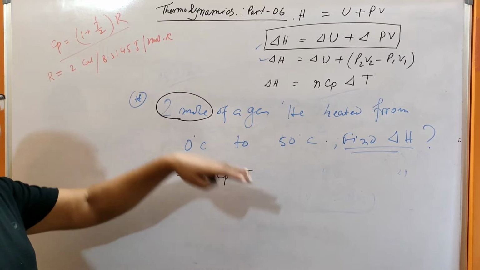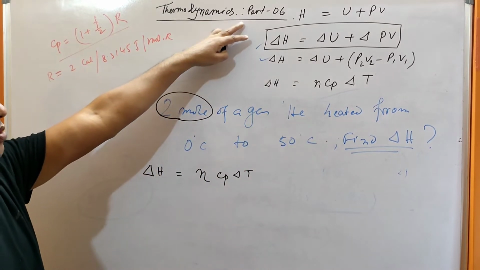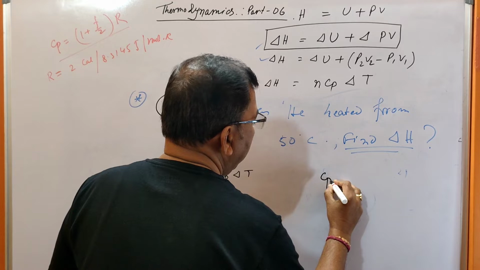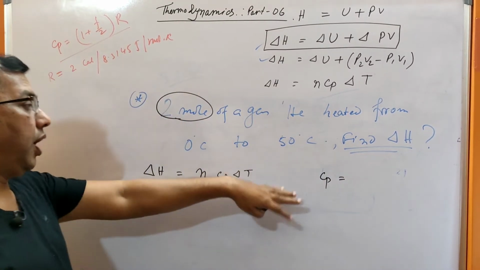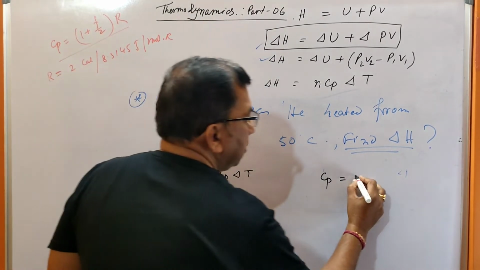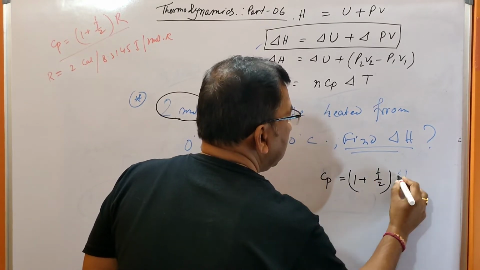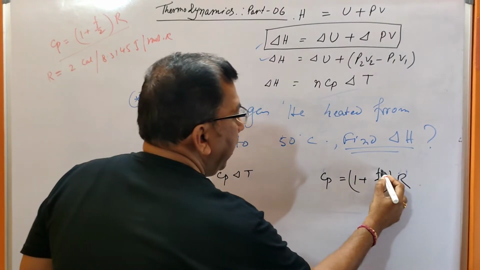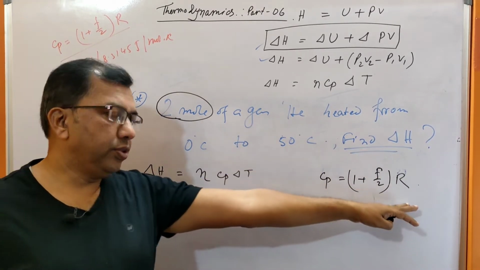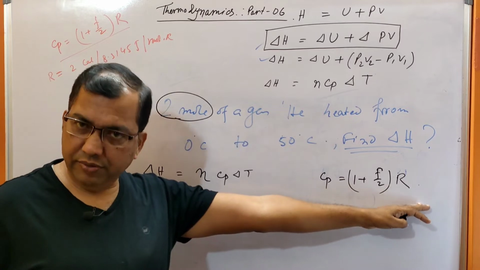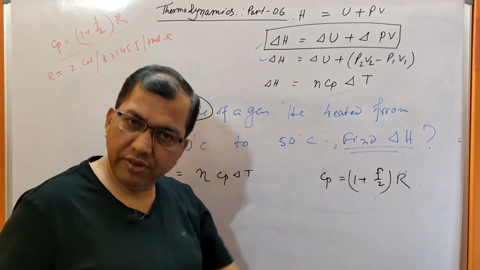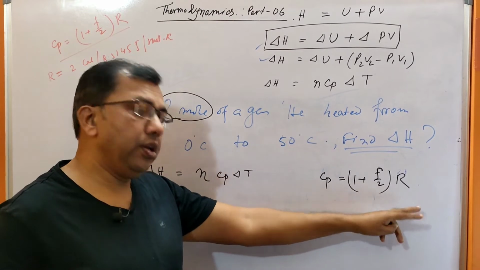And I told you in yesterday's video, part 5, about F. How to find the value of Cp? You have to find the value of Cp. Cp equals 1 plus F by 2 times R. This is the formula. I have told you about F, the degree of freedom. And you know the value of R: 2 calorie per mole Kelvin, or 8.3145 joule per mole Kelvin. Any one of the 2 values you can put.